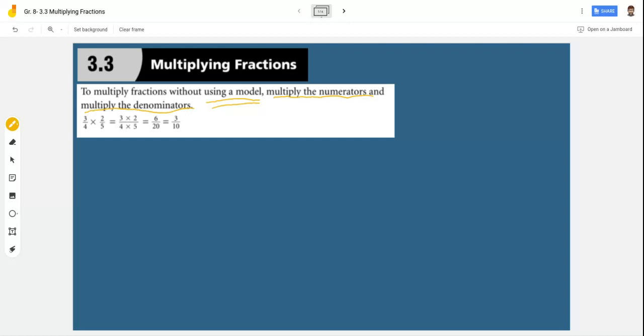In this case here, the example they have is 3/4 multiplied by 2/5. And then they have the 3 times the 2 over a big fraction bar and 4 times 5 over a big fraction bar, which equals 6/20. And then, of course, we reduce to 3/10. It's fairly straightforward. We just multiply the numerators, then multiply the denominators, and then reduce where necessary.